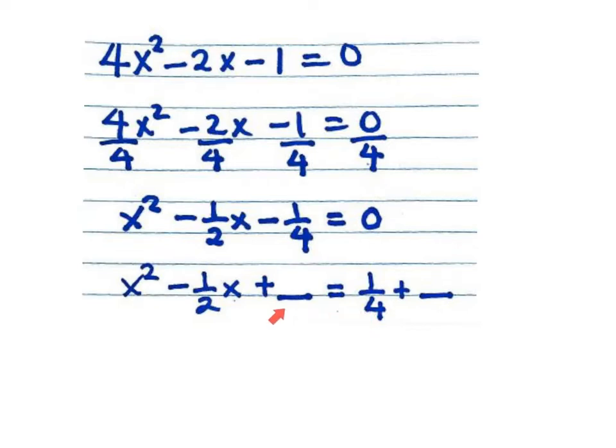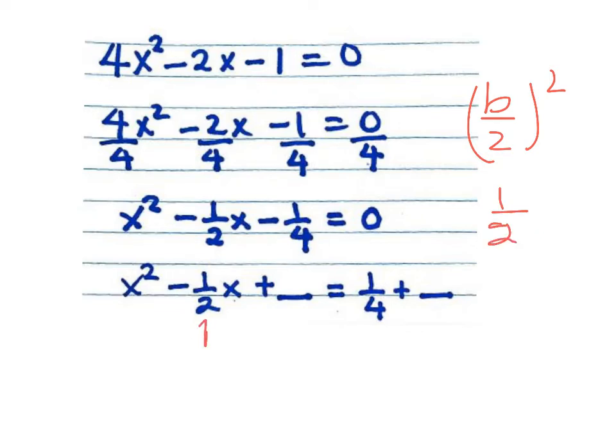Now we're just going to add blanks. We put blanks on both sides. And then the next job is to figure out what should be in this blank. We're going to follow exactly the same procedure as before. Remember that what we need to do to fill this blank is b over 2 squared. So we're going to do 1/2 over 2.